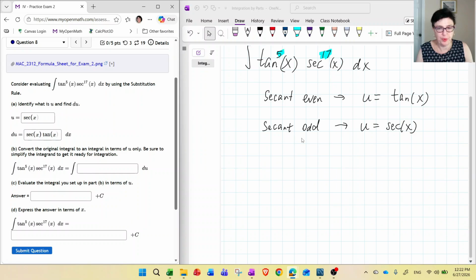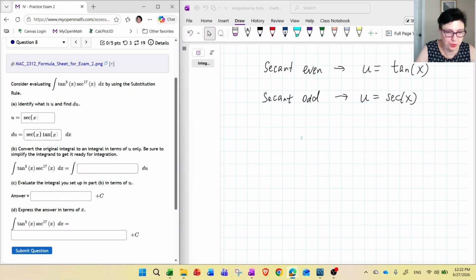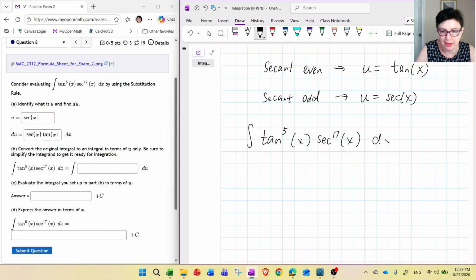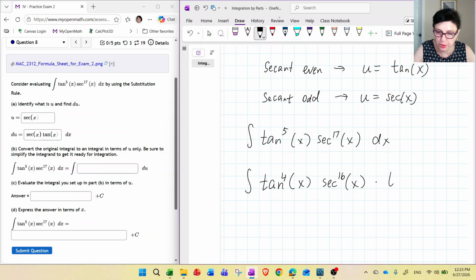Okay, so got that. So what's the point? Why would this work? So let me show you. You're going to take your integral of tangent to the 5, secant to the 17, and you're going to split and take out one of each. So tangent will be to the 4th, and secant will be to the 16th. I'm plucking one tangent from tangent to the 5th, and one secant from secant to the 17th.